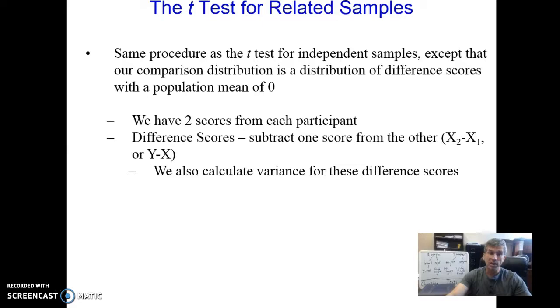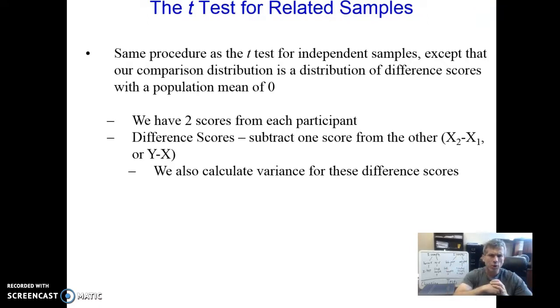Because we are measuring the same people twice, we are going to be taking the two scores that we get from each participant and calculating what's called a difference score. A difference score is simply the difference between the score that a participant had at one measurement and the other. If you are measuring them consecutively, like change over time, you put the second measurement first and subtract the first measurement from that.